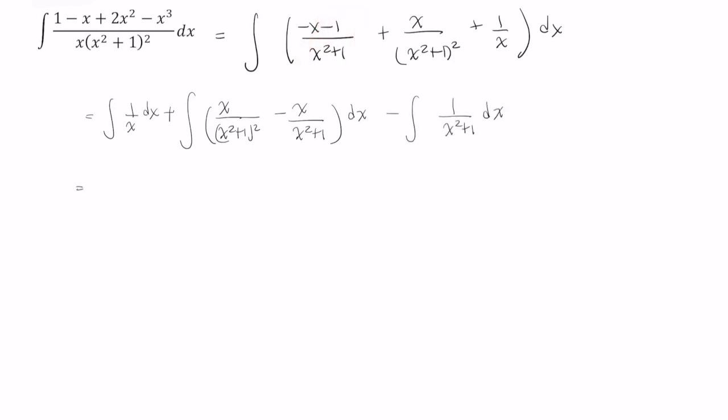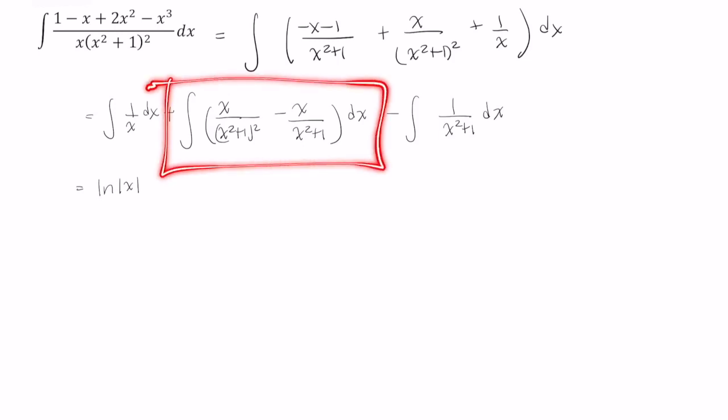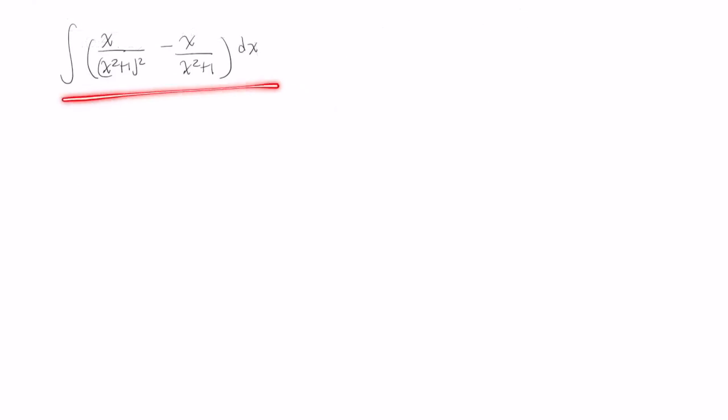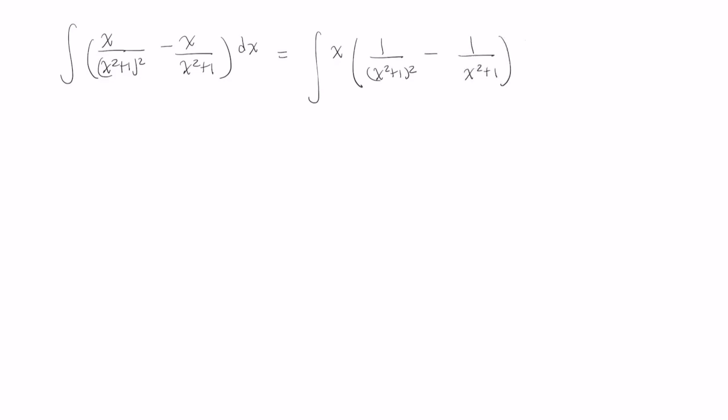Well, this first integral is just the natural log of x. And for this middle part, let's do that on some separate paper. I'm going to tackle this using a substitution. So if you notice, I have an x and an x in common here. So this is x times the quantity 1 over (x squared plus 1) squared minus 1 over x squared plus 1, dx.